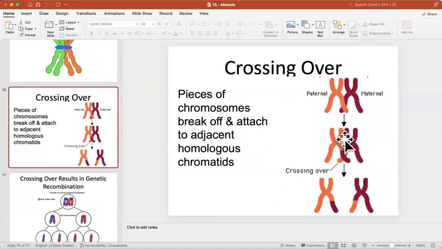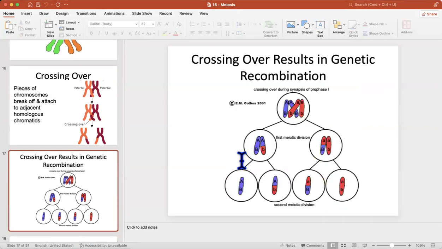Crossing over. Crossing over specifically means part of the chromosome leg, and they completely switch. You can switch this whole leg, or you can switch 80%, you can switch 60%, you can switch 10%. It's different, which really increases the diversity because each gamete is different. So crossing over results in genetic recombination.